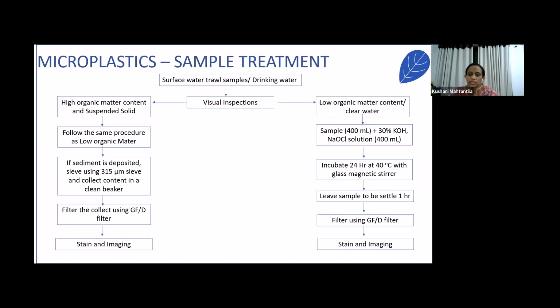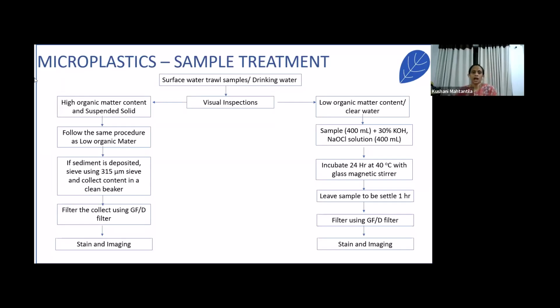Then it is filtered through the glass fiber filters. That GF/D filter has a pore size of 2.7 micron, so I can collect the particles greater than 2.7 microns in diameter. Then I use the staining method for the particles, staining with Nile red, and images were taken under blue light with orange filters. That is, I use certain energy to get the fluorescence from the stained particles.